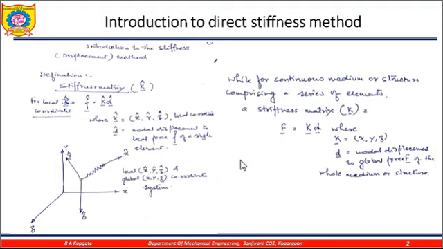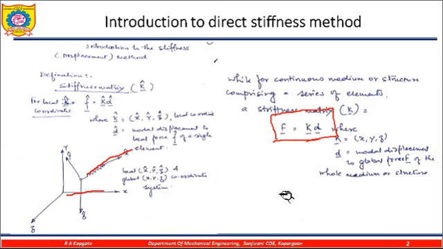This one we already studied. In this one, this is my global coordinate system. This is global, and this one is the local coordinate system. And the stiffness relation is F is equal to K into D. So this is the generalized displacement function.